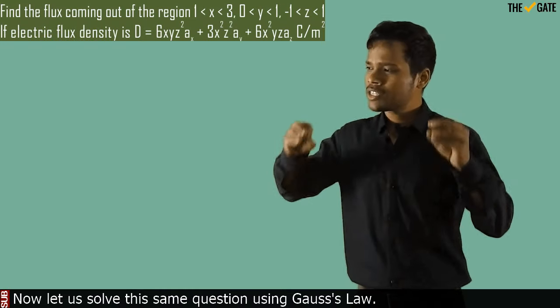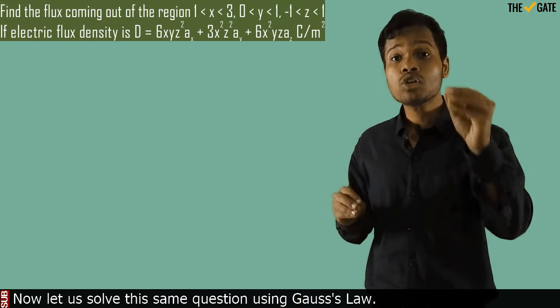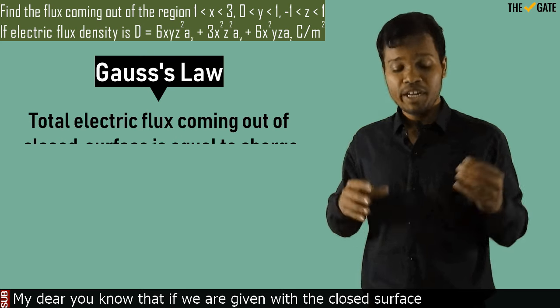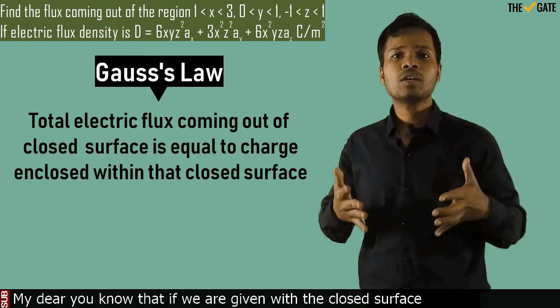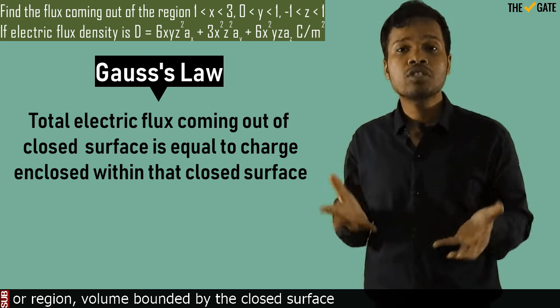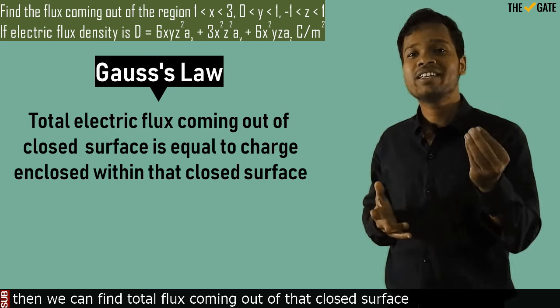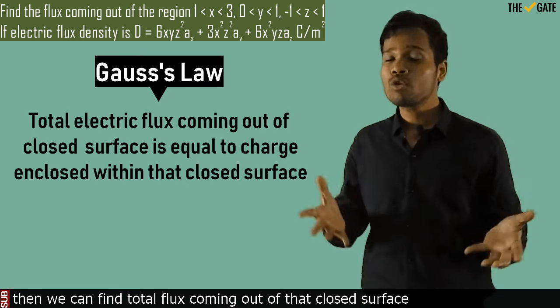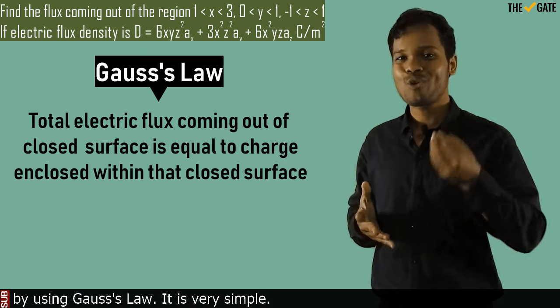Now let us solve this same question using Gauss law. My dear, you know that if we are given a closed surface or a region volume bounded by the closed surface, then we can find the total flux coming out of that closed surface by using Gauss law.